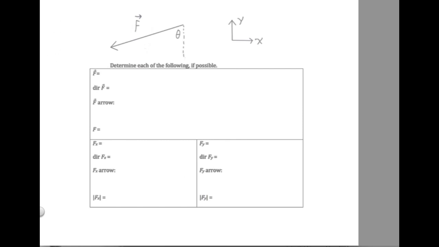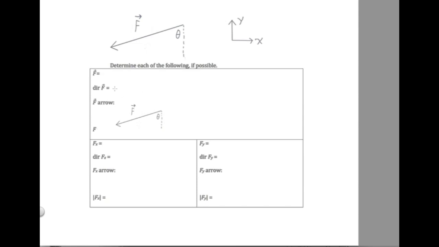Please pause the video and try this problem. Now, this is pretty similar to the previous question, just extra practice. So for the magnitude here again, we'll just use the symbol F. We can't be any more specific than F as the symbol for our magnitude. And we can just use this picture right here as the vector arrow.